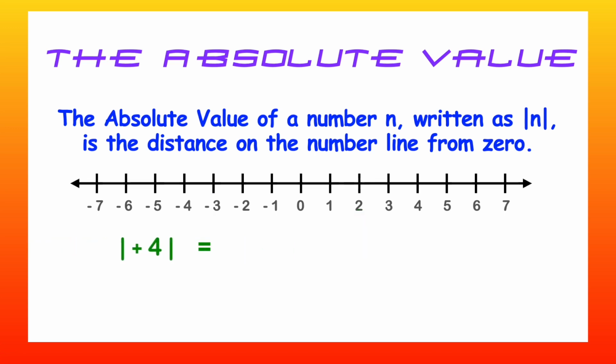Next example is the absolute value of positive 4. Locate positive 4 on the number line. Then count how many units positive 4 is from 0. 1, 2, 3, 4. So positive 4, or simply 4, is 4 units away from 0. The absolute value of positive 4 is 4.